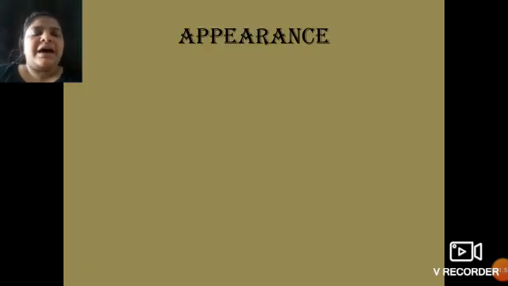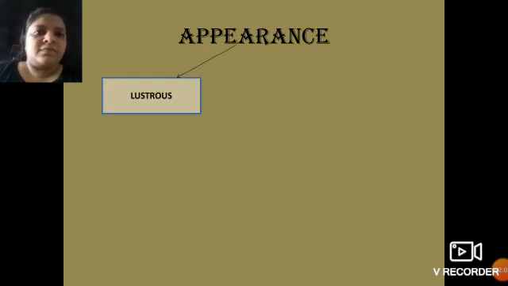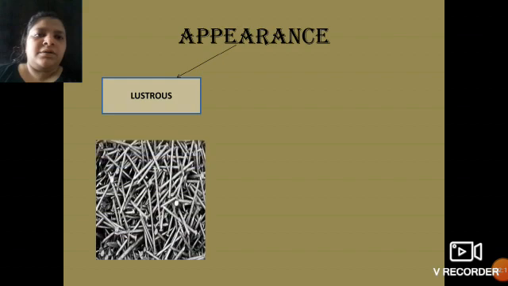Appearance. Appearance is what we see. Now, appearance can be divided into lustrous. What is this lustrous? The term lustrous means a material that is shining. The example of a shining material can be any metal. I have given you an example of a nail, which is a shiny object.